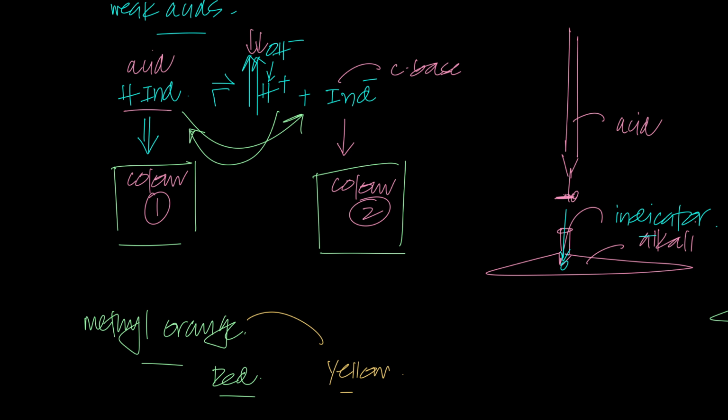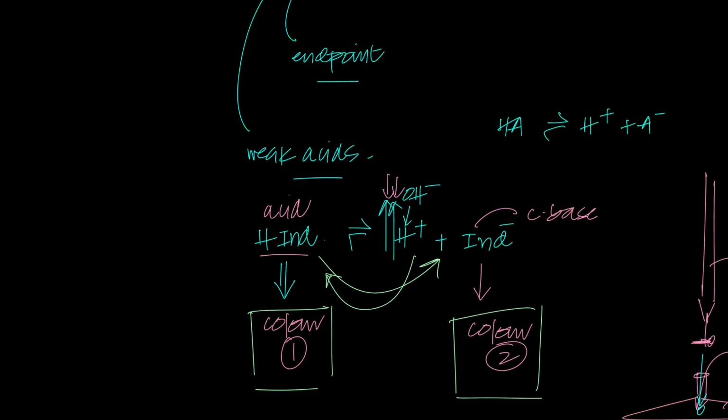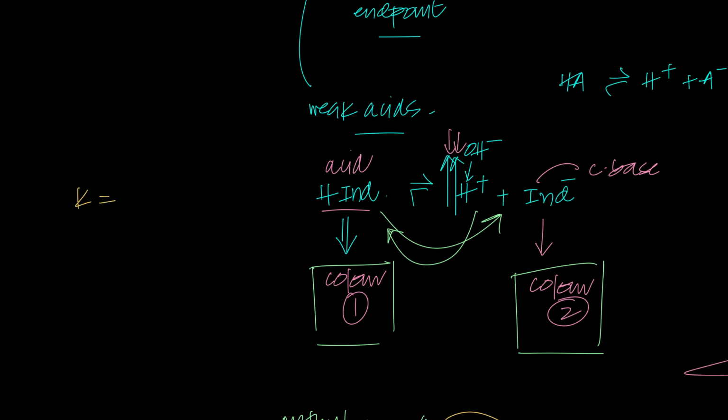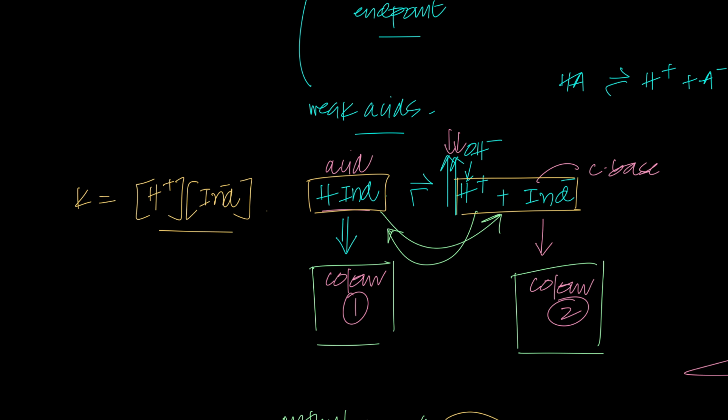That's it. Yes, normally what happens is, if you want to properly understand this, those who are interested, I would have to write the equilibrium constant for you. What is the equilibrium constant? It's basically products divided by reactants, right? So the concentration of hydrogen ions times the concentration of the indicator anion, divided by the concentration of the undissociated indicator, HIn, at equilibrium, right? That's the idea.